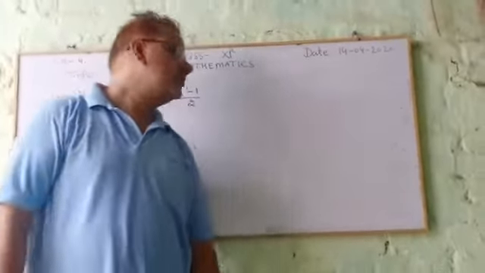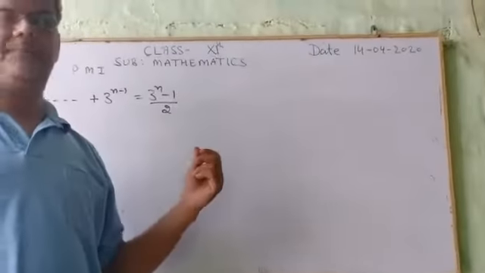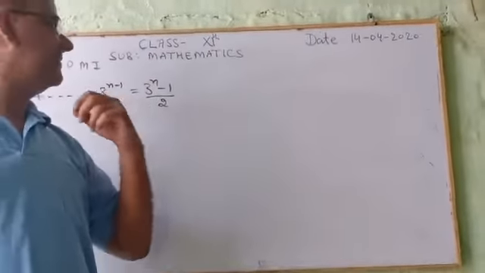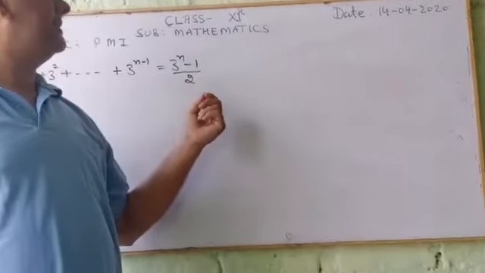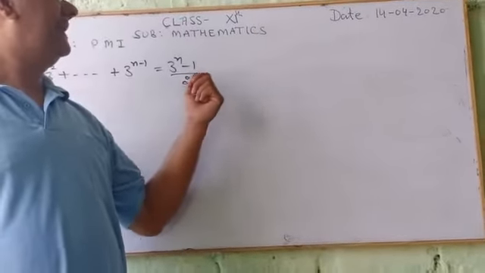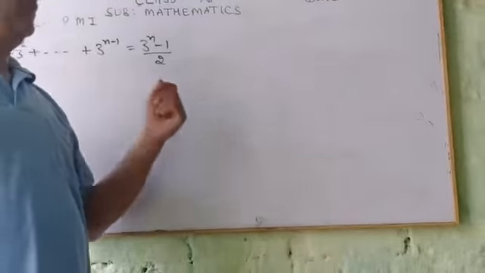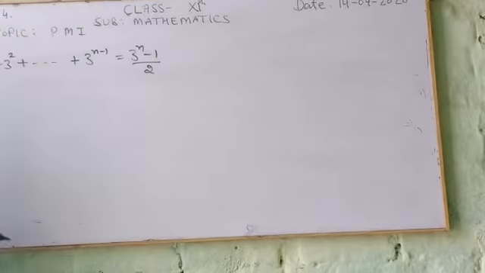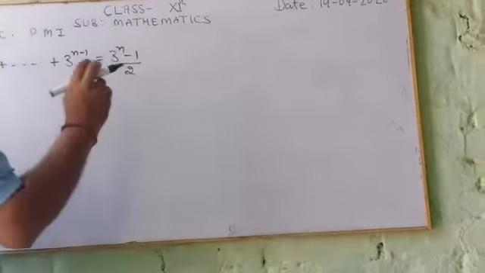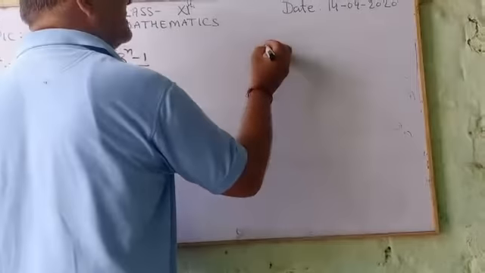Students, my today's topic is PMI. I am proceeding to this lesson by taking some problems. This topic belongs to 10+1 class, chapter number 4. So PMI. Already we have told you we are taking 3 steps.